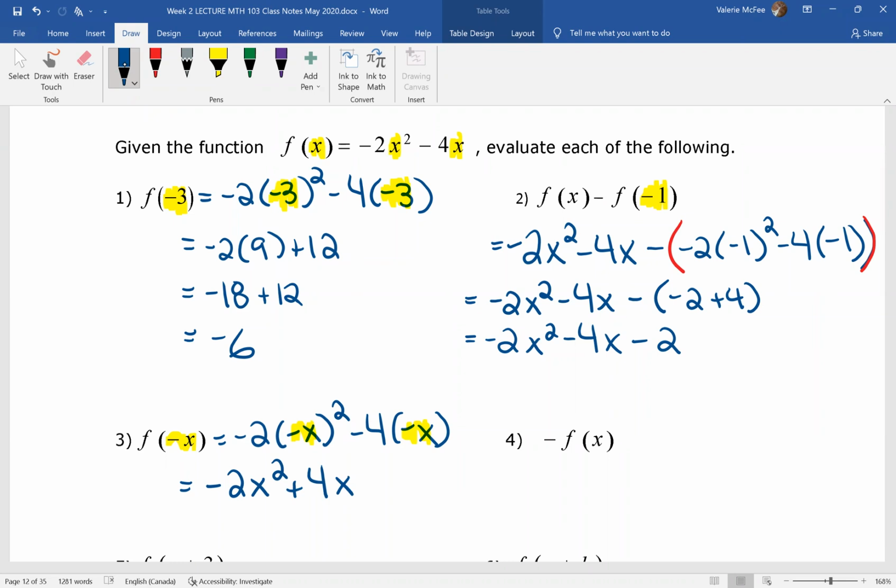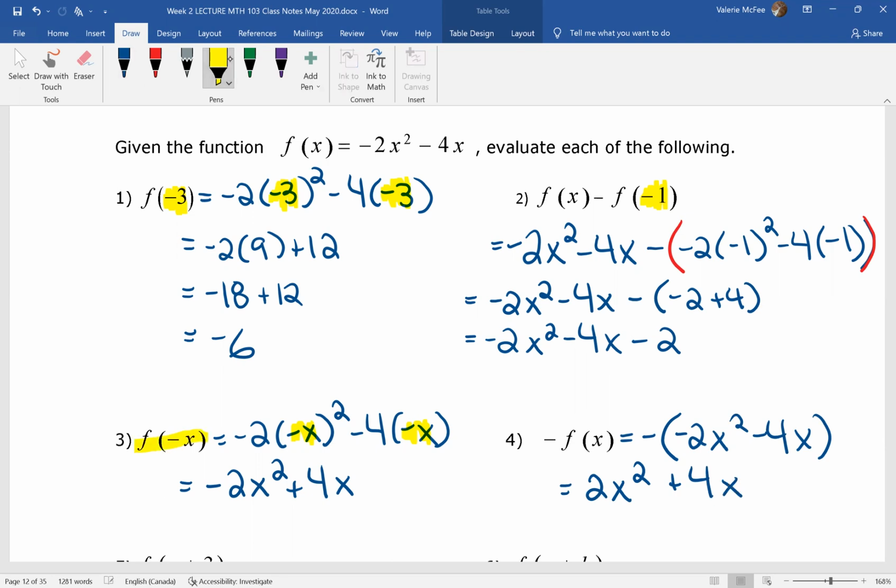Question 4, can you see the difference between question 3 and question 4? In question 4, you're asked to find the negative of the entire function. So it's a negative of everything. This equals positive 2x squared plus 4x. Finding the f of negative x and the negative of f of x is going to be an important step when we look at the properties of functions. I want you to be aware of this.